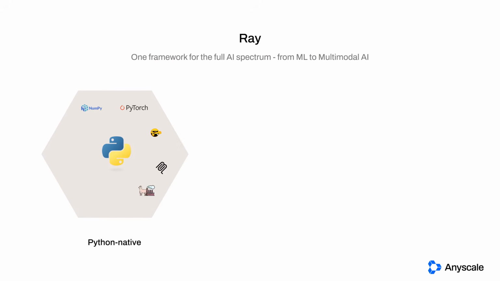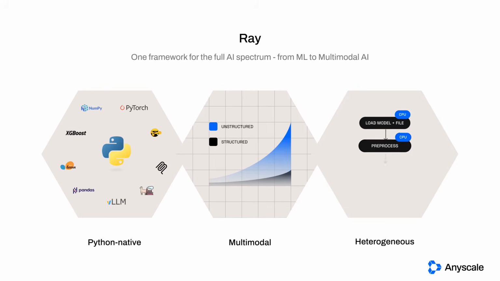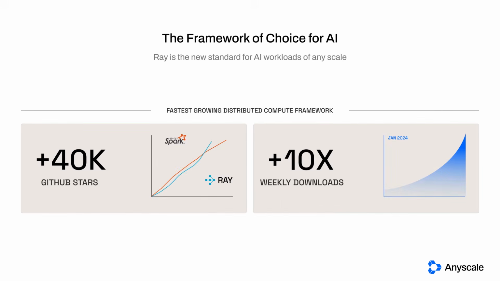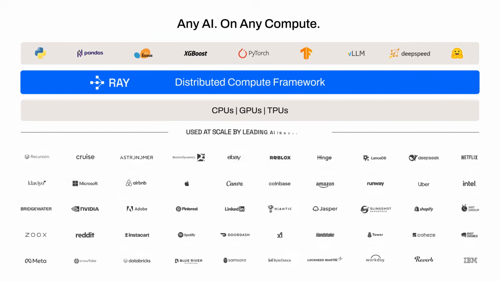Ray emerged to solve this. It's Python native, designed for multimodal data, and able to orchestrate across heterogeneous clusters. This functionality has made it the go-to framework for leading ML teams to have a common fabric to distribute both Python code or popular open source libraries.